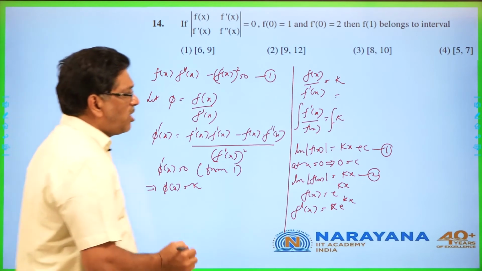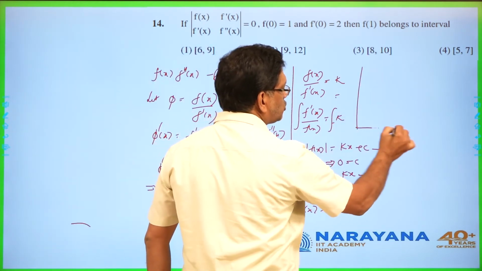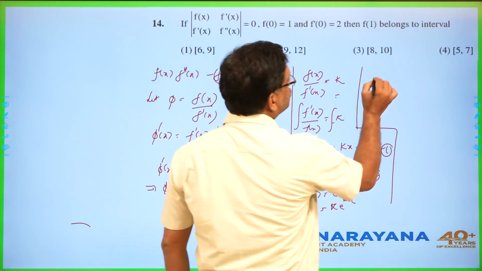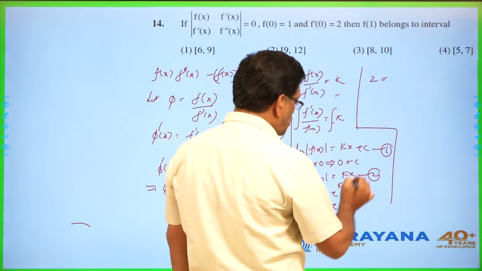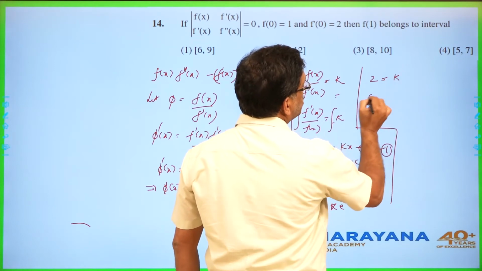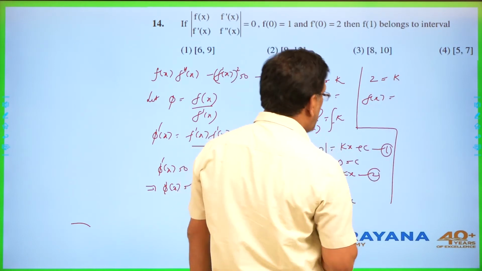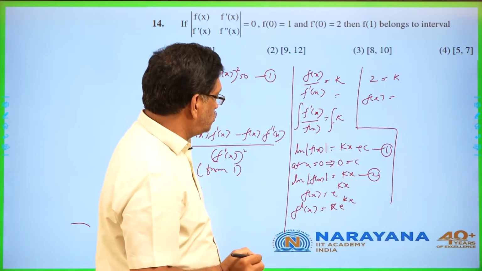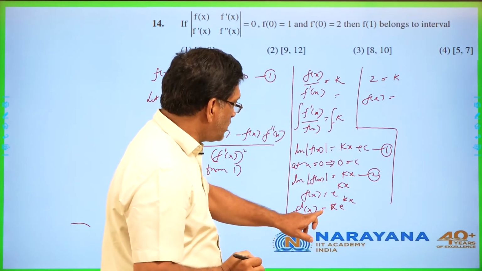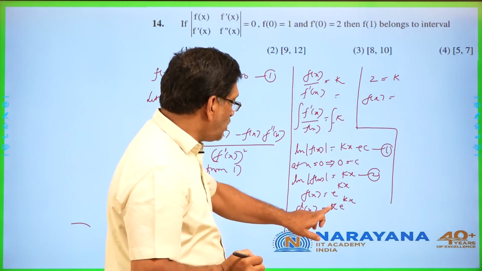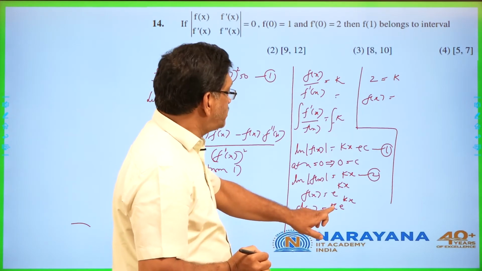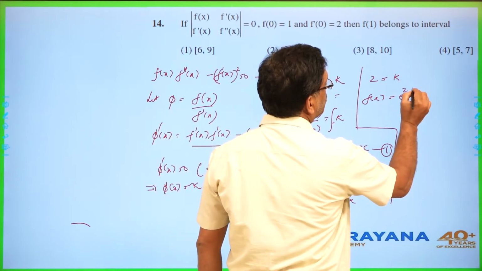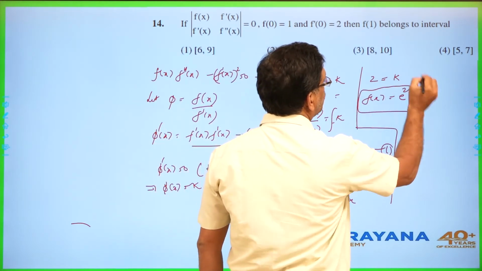Please observe. So at x equals 0, f dash is 2 again. 2 equals k. So therefore your f of x is nothing but e power 2x.